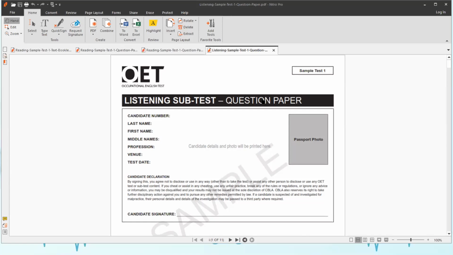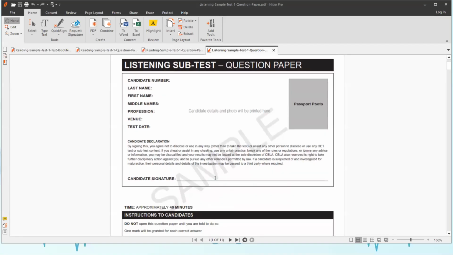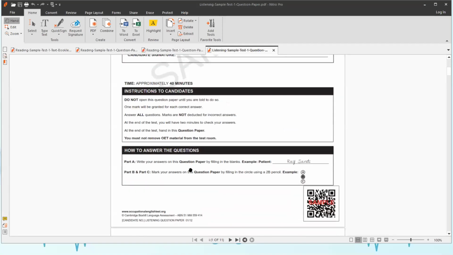Regarding the listening subtest, this is a sample of the listening subtest. In the first paper, you will find your data like the candidate number, last name, first name, middle names, profession, venue, and test date. Then you have to write down here your name like a signature or sign off. Here we have general structures.